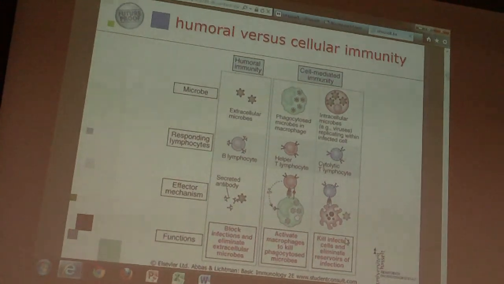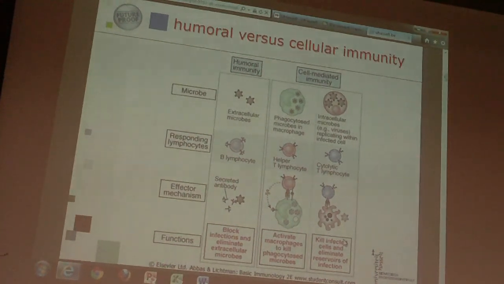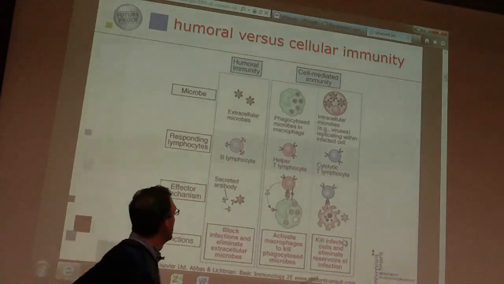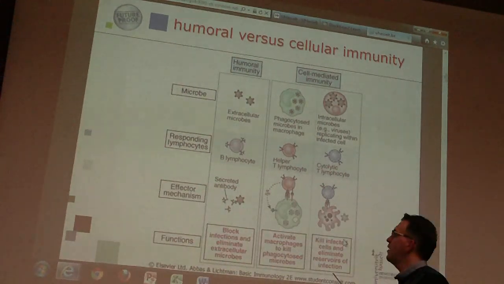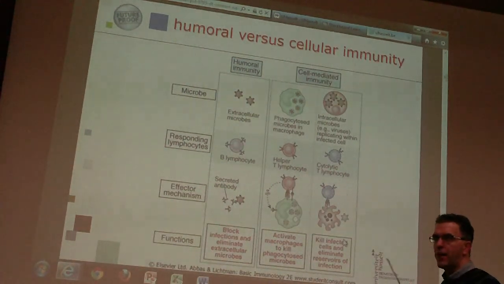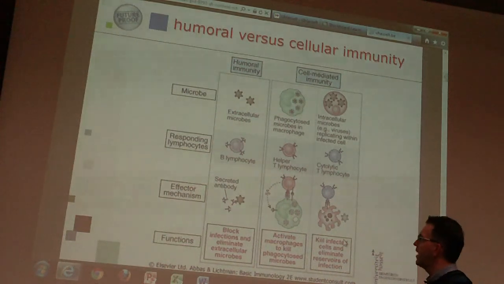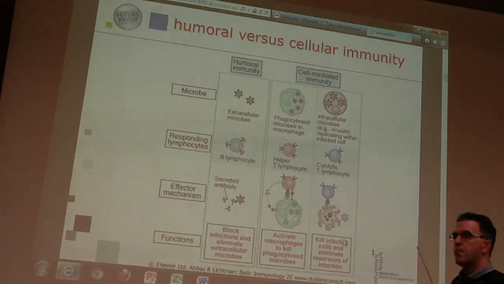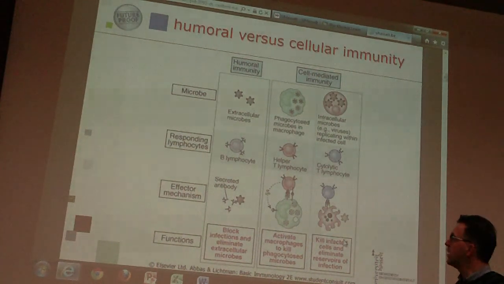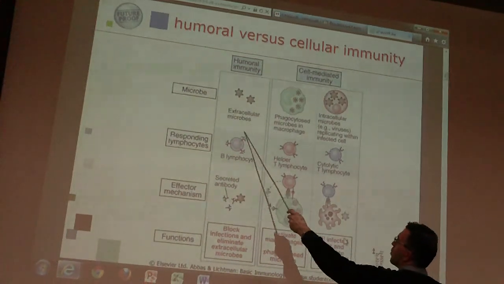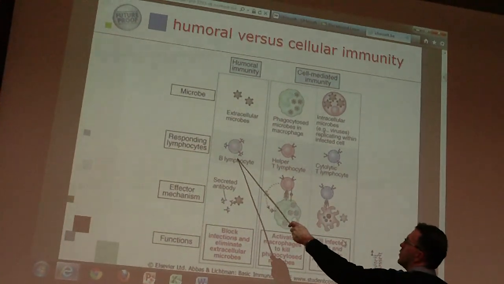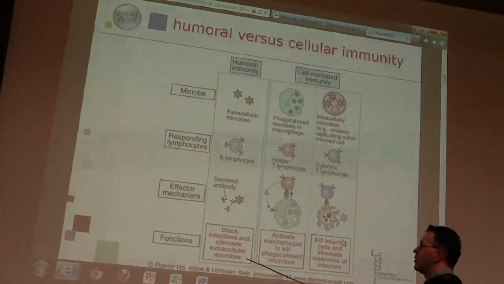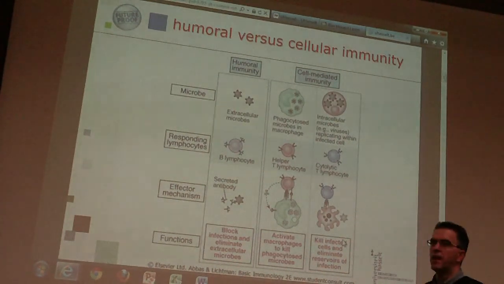Okay. Another way of dividing the immune system is not innate and adaptive, but humoral and cell-mediated immunity. When we're talking about humoral immunity, we're talking about components, effectors that are secreted. And then we think of antibodies, also complement, for instance. Those are effector molecules that are secreted. The most important cell with humoral immunity is B cells. Those antibodies will block infections and eliminate extracellular microbes.